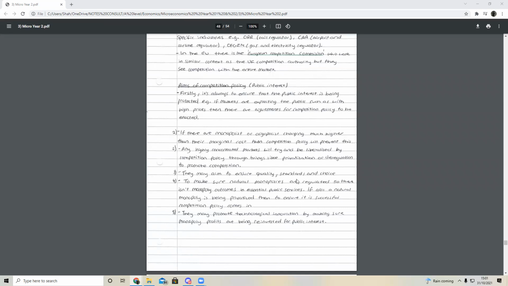They may aim to ensure quality, standards, and choice, to make sure natural monopolies are regulated so there aren't monopoly outcomes in essential public services. Also, if a natural monopoly is being privatized, competition policy comes in to ensure it is successful. Is there any example of competition policy?